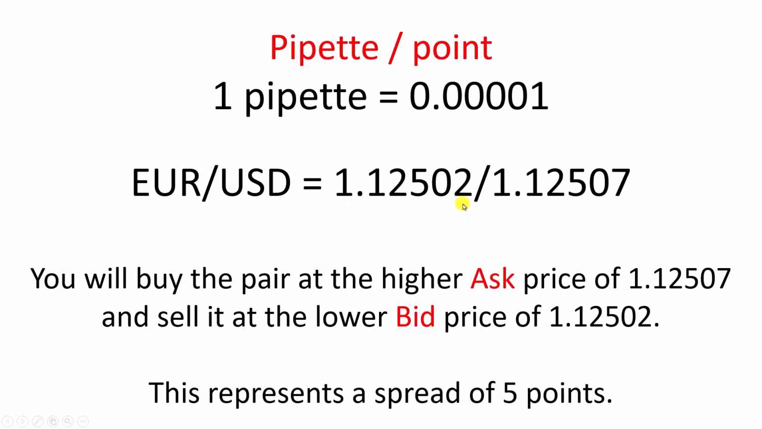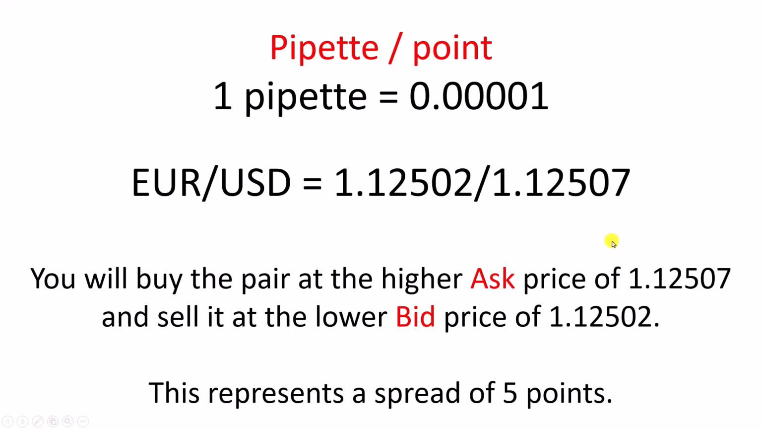So 1.12507 minus this would be a 5-point difference. Now what is a point? Pipette. What is a pipette? Point. So pipette and point are the same. One pipette equals this much. So here we have a difference of 0.00005, and that is why the spread is 5 points or 5 pipettes. Now, when calculating pip difference, we generally neglect the pipette.